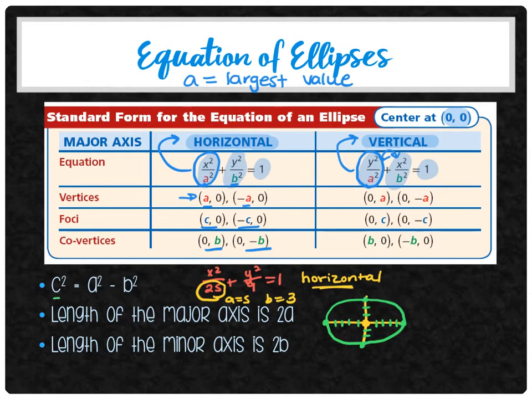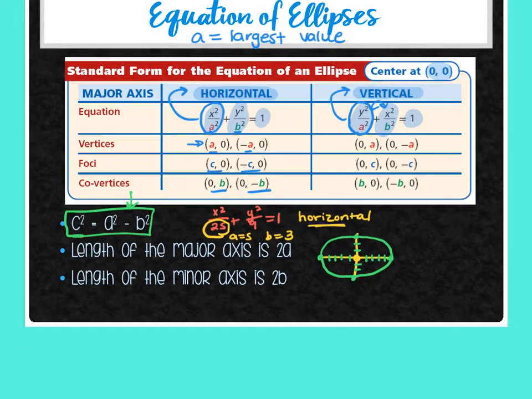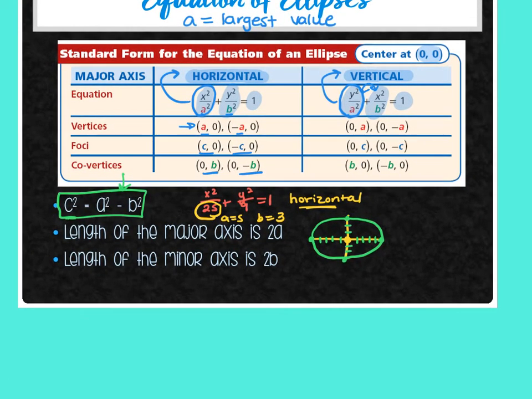If I want to find the foci, then I use c squared equals a squared minus b squared. So it's close to the Pythagorean theorem, except that it's a minus. So I would say that c squared equals a squared, which was 25, minus b squared, which is 9. C squared would be 16. C itself would be 4. So I'd go to the right 4 and to the left 4, and that would be my foci.